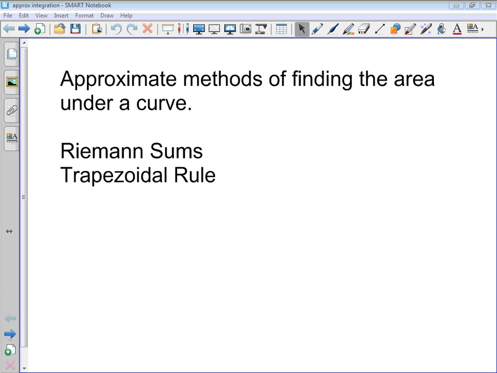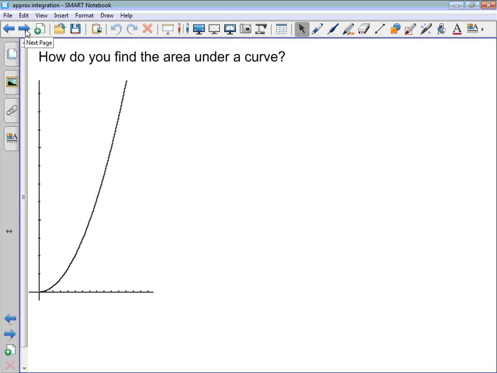So to get us towards integration, we're going to today look at some approximate methods of finding the area underneath the curve. Basically, how can you estimate the area underneath the curve? And looking at the techniques that we use in this section, we're going to combine them with our antiderivatives, and that should take us to integration proper. So here's the big question: how do you find the area underneath the curve?